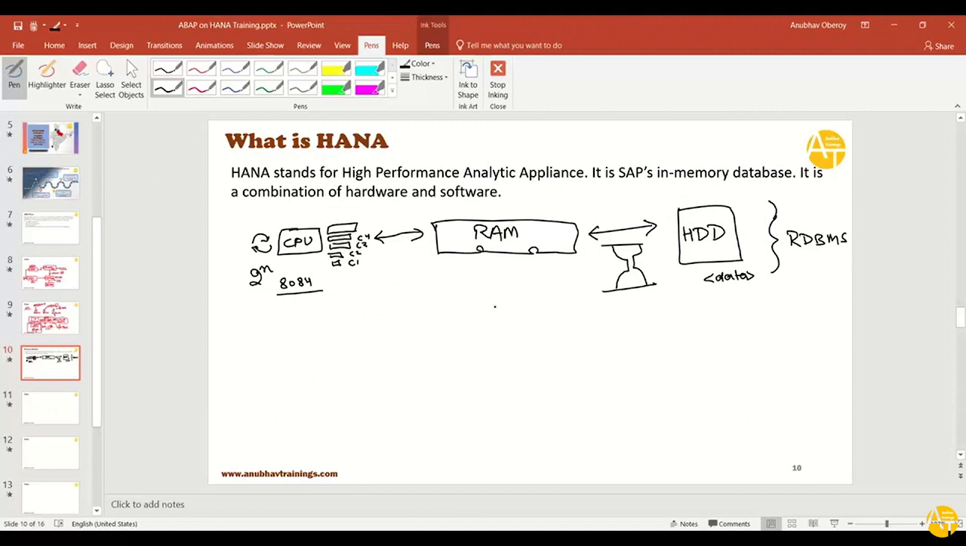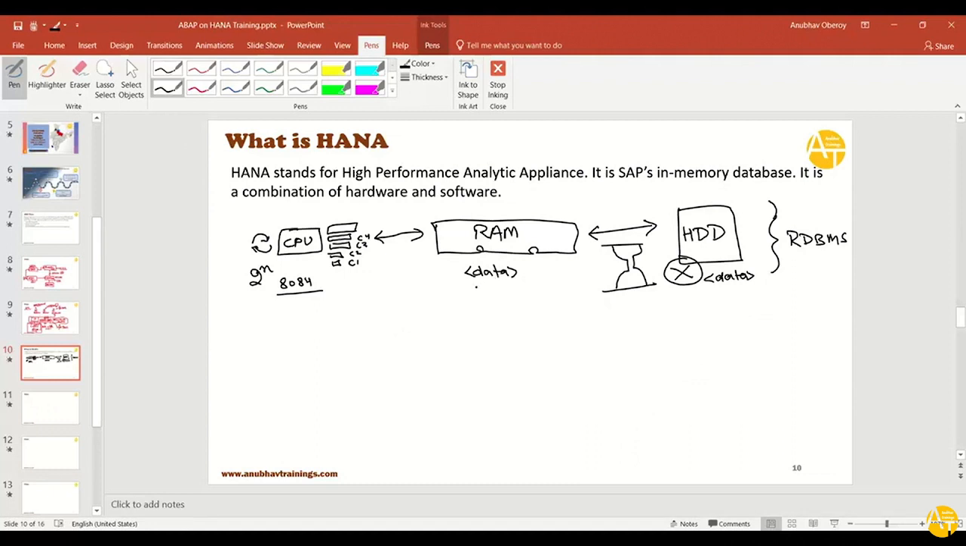SAP revolutionized this concept and they said bye bye to hard disk. We can keep all the data in the RAM. This will certainly give a boost to the performance of your data processing. And this is the main difference between HANA and traditional RDBMS systems. But it can only be done on specialized hardware, which means you really need a humongous size of RAM to handle this. So this is how we can achieve data stored directly in RAM.